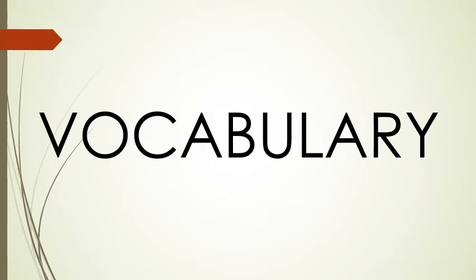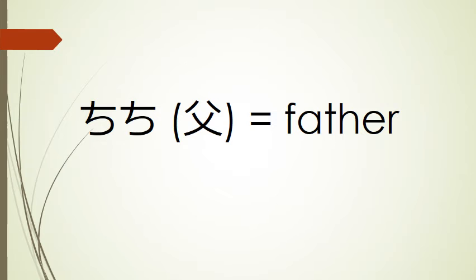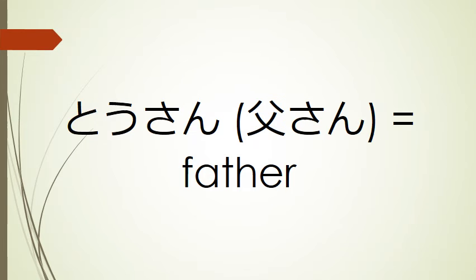That's all of the new grammar for today, but before we move on to our practice sentences, I'm going to introduce some new vocabulary. So our first word is chichi, which means father. Using that same kanji, we can make the word to-san, which means father as well. Again, as with ani, ane versus ni-san and ne-san, chichi is a bit more detached, although you can certainly use it to refer to your own father.